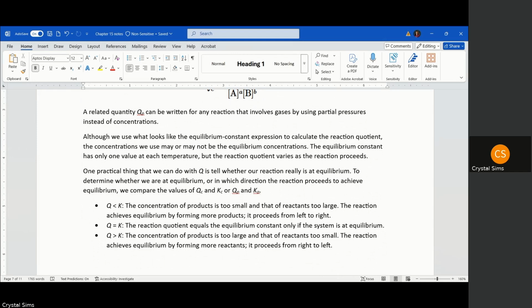Okay? If Q is greater than K, then that means our concentration of products is too large and reactants is too small, so the reaction has to form more reactants. We have to use that reverse reaction, so the reaction will proceed from right to left.